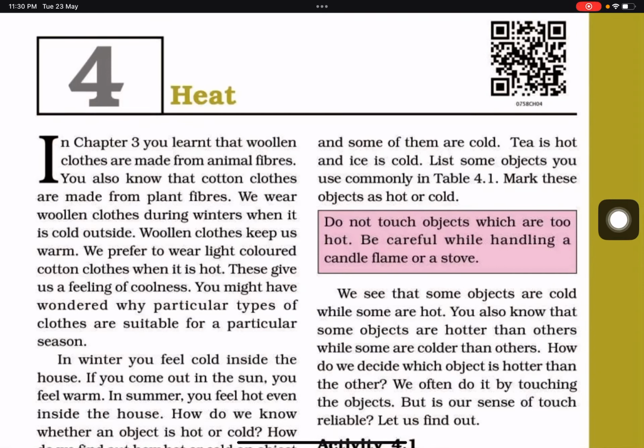Hello. Our last chapter is about heat in science. After completion of this chapter, our periodic syllabus will be complete.